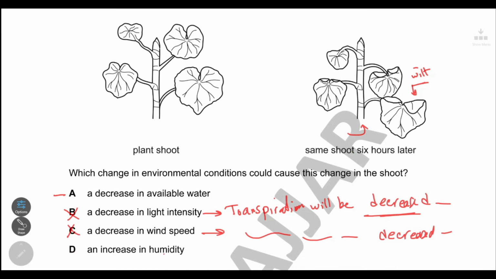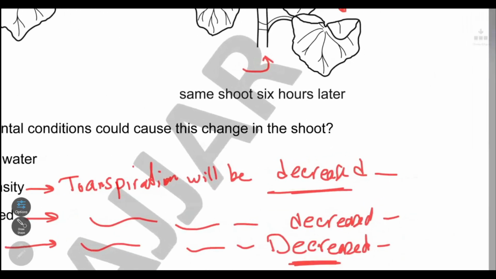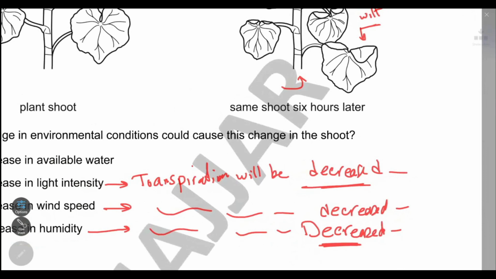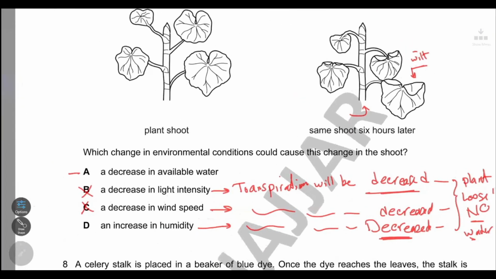If you increase the humidity, the transpiration will decrease, as we discussed earlier. So when the transpiration decreases, in those 3 cases, the plant will not lose water, or will lose less water, but it will not wilt. So a decrease in the water available is the correct answer.